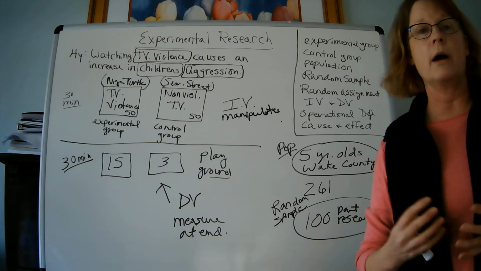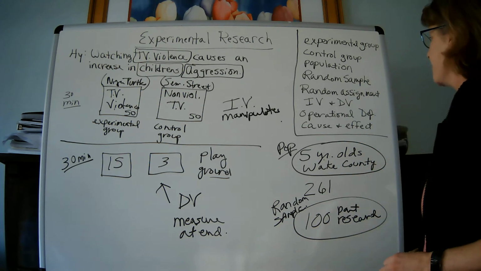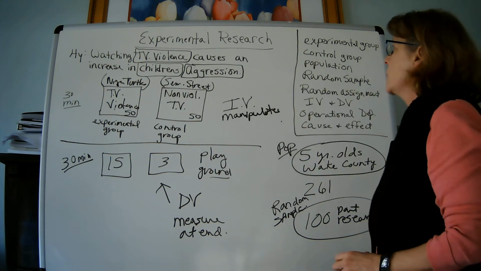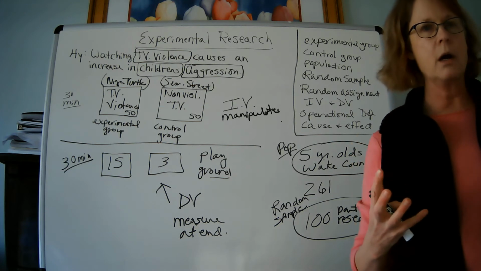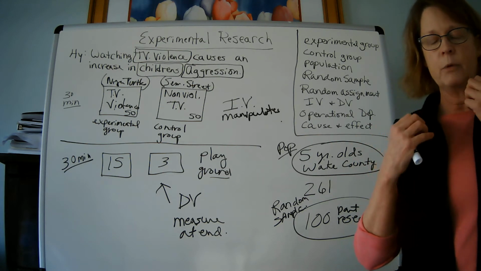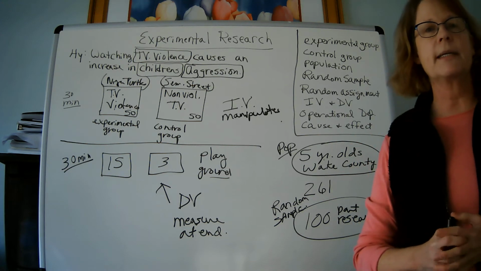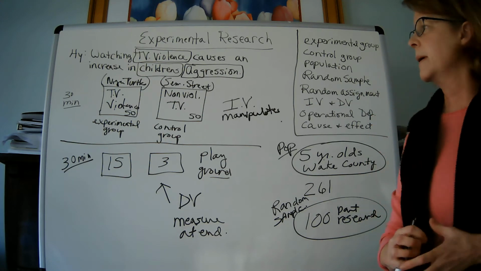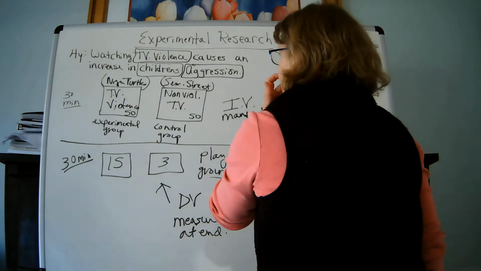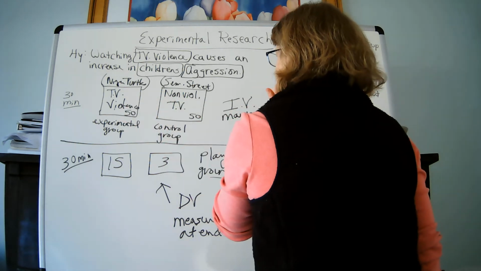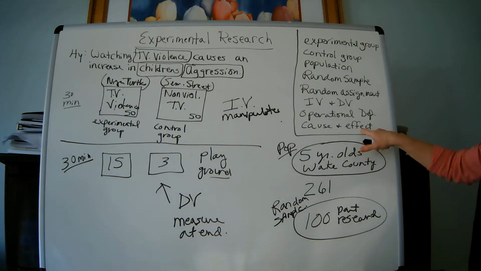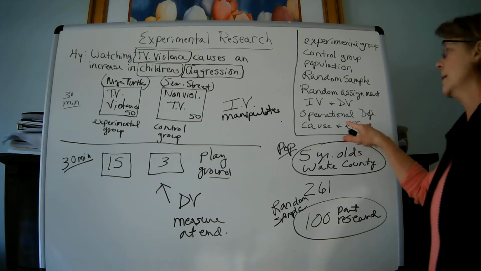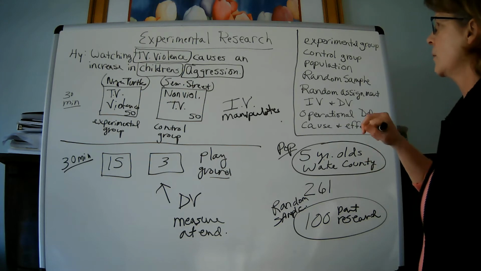All right, so experimental research is actually the method that gives us the strongest results in terms of being able to say cause and effect. Because we hold things constant and one group gets one thing and the other group doesn't, we can say cause and effect with our research, based on what we learned at the end of our research.